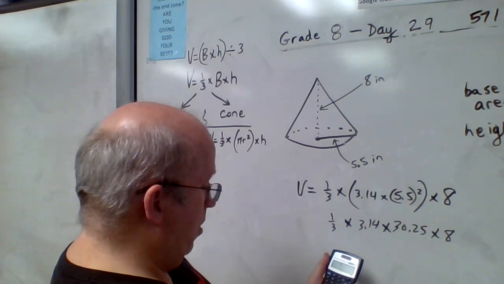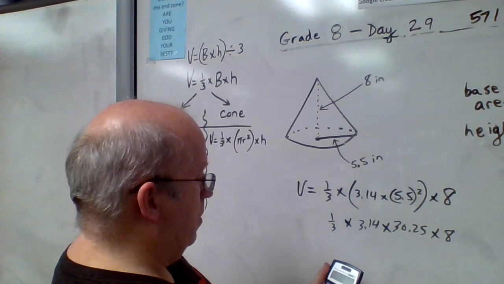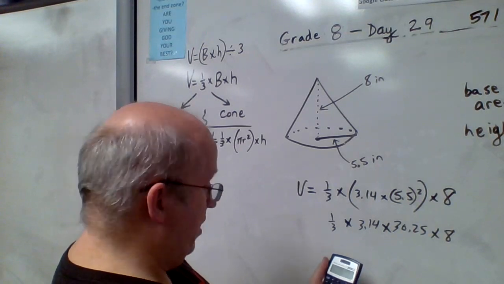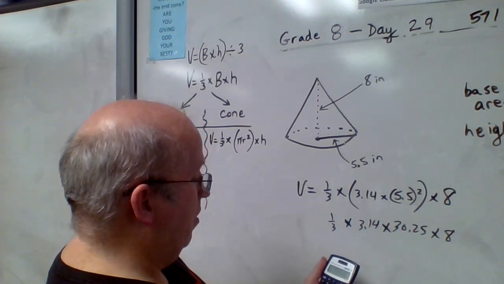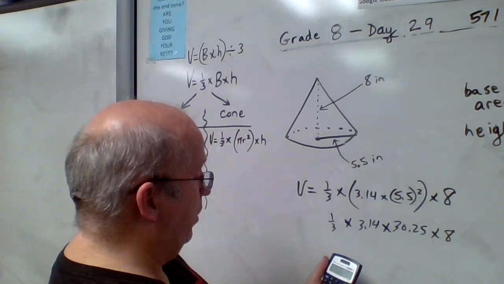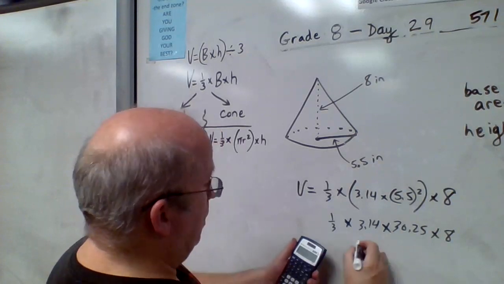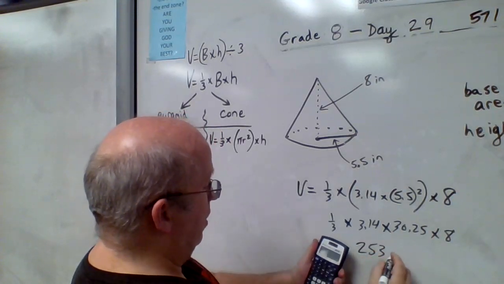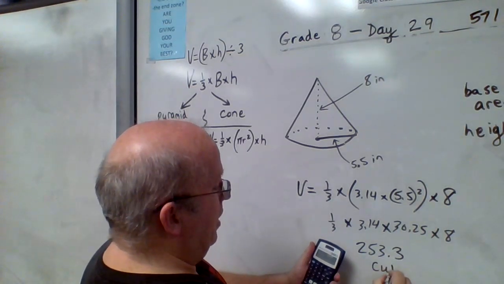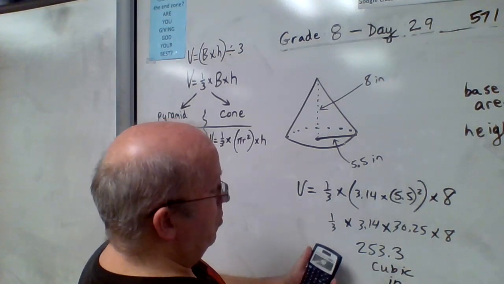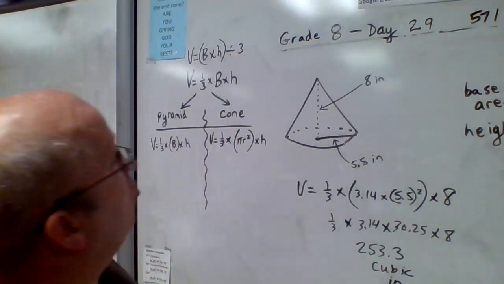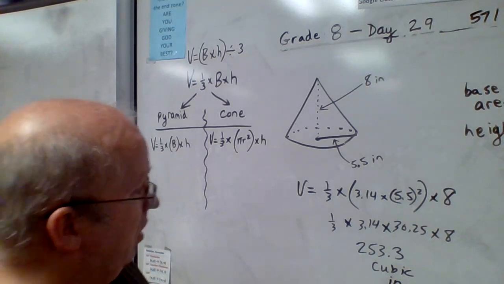3.14 times 30.25 times 8. And that gives me 759.88. And then I'm going to divide by 3. Remember I talked to you about that? I said that dividing by 3 is the same thing as multiplying by 1/3. Just makes it a little bit easier. And I get this as my answer, 253.3 cubic inches in this particular case. Let's try it the other way, though.